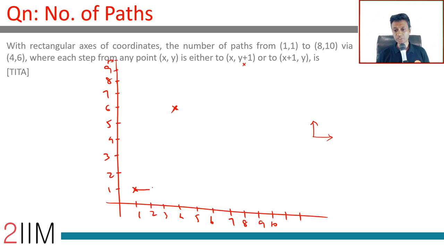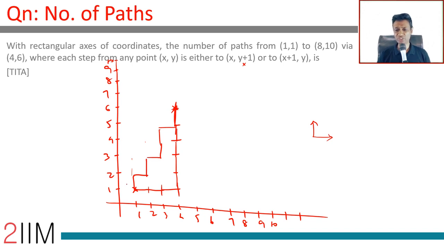So I can take a horizontal step, another, and I'll reach 4 comma 1. And then I took 4 comma 2, 4 comma 3, 4 comma 4, 4 comma 5, 4 comma 6. This is one way. But I could have done this, or something like this. Any of those variants are possible. How do we compute how many variants there are?